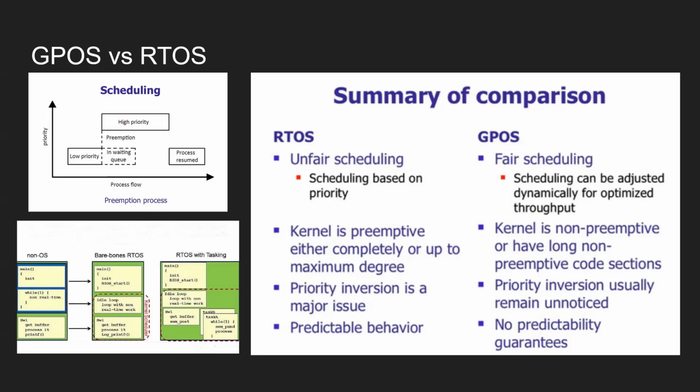In general purpose operating systems, there are mechanisms to avoid this, like dynamic scheduling. If a process is waiting on a lock for too long, then it just switches, even if it technically has a higher priority.